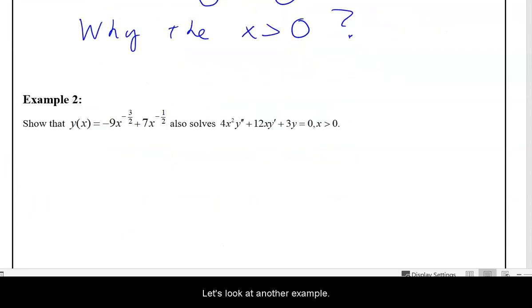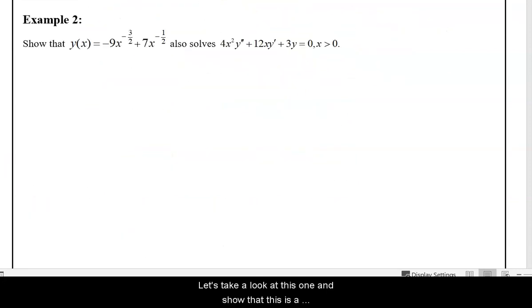Let's look at another example. Let's take a look at this one and show that this is a solution to this differential equation, again over the interval of validity, or the interval of definition, or the domain of the solution, whichever term you choose to use for where that solution will work.